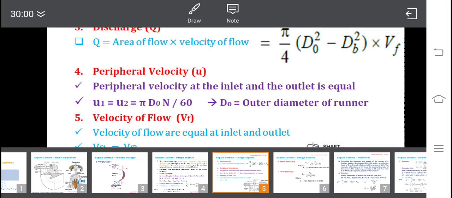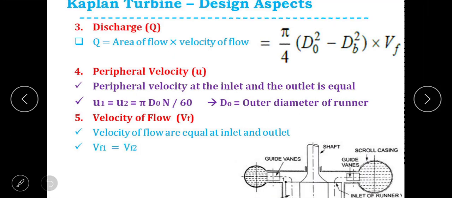Furthermore, design aspects could be: discharge Q is equal to area of flow into velocity of flow, pi by 4 (d naught squared minus dB squared), where d naught squared or dO squared or dd squared, whatever, multiplied by velocity of flow Vf.